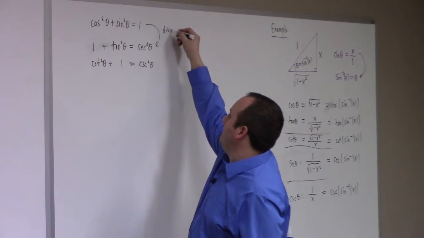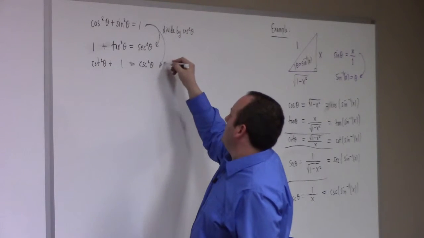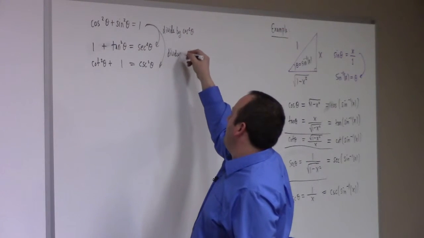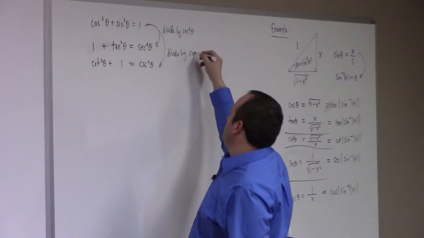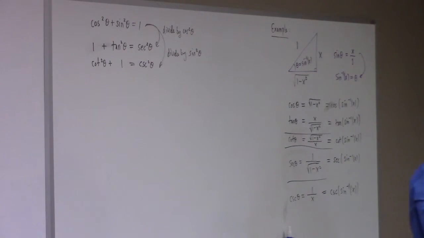So both of these, divide by cosine squared theta, divide by sine squared theta, right? So basically, if you know the definitions of cosecant and cotangent and such, and you know the Pythagorean identity, you automatically get those second two for free, right? This we should know.